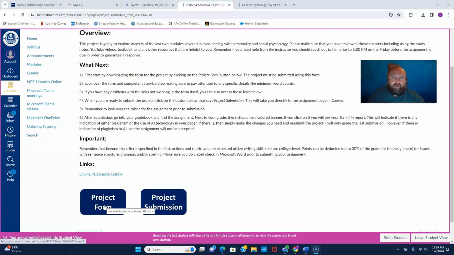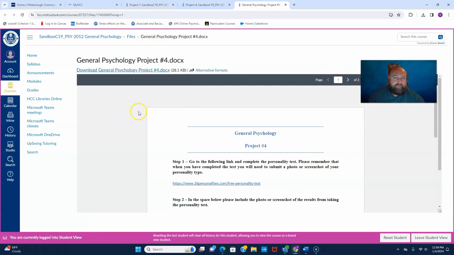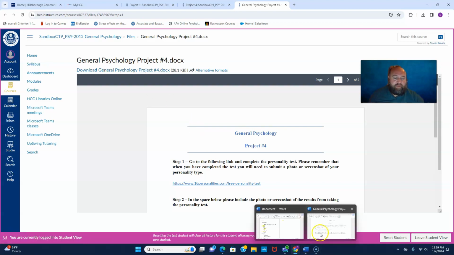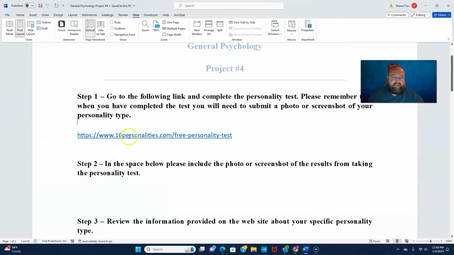So I'm going to go ahead and click on that project form. Again, it's going to pull up this page. You need to click on that blue typed area here to actually download the form. Once you do, you'll have access to this. Step one, first thing you're going to do is go online to this website and do a personality test. The personality test that you'll be taking is a self-report inventory, and it's loosely based off of the Myers-Briggs Type Indicator, or MBTI, one of the most well-known self-report inventories for personality assessments.